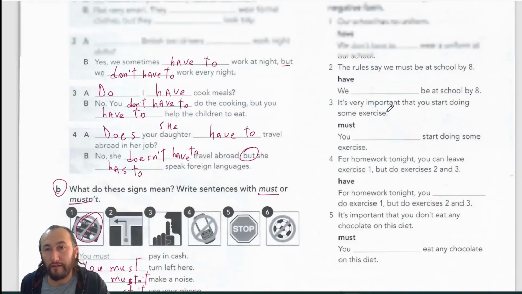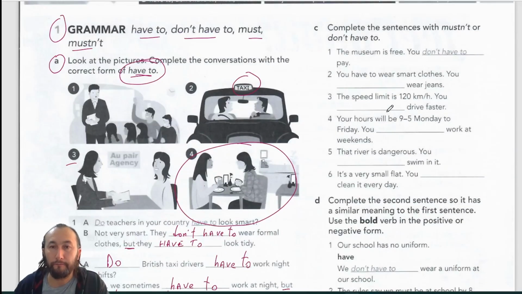Next exercise, C. Complete the sentences with mustn't or don't have to. The difference is big. Mustn't means you are not allowed; don't do that. Don't have to means it is optional. You can do it if you want, or there's no need to do it. So number one, the museum is free. You don't have to pay.